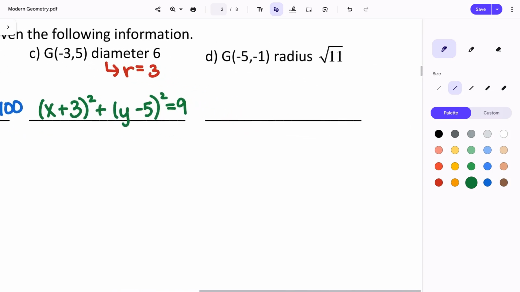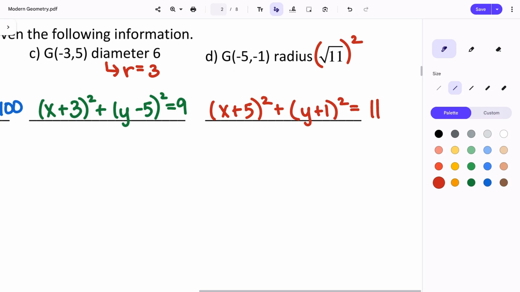Okay, last one here. What does it look like? Equals. What happens when we square a square root? The square root and the square cancel out, and what pops out? The number. So it's just going to be equal to 11. Good.